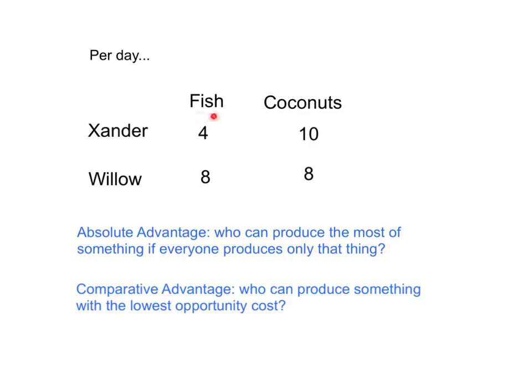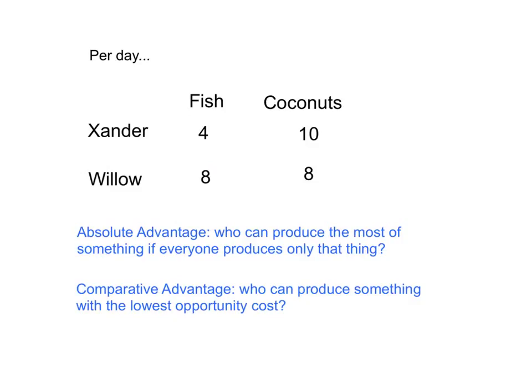He could do 2 fish. He could spend half the day fishing and half the day getting coconuts, in which case he'll get 5 of those. Now Willow, on the other hand, if she spends the whole day fishing, she can get 8 fish, and if she spends the whole day getting coconuts, she can get 8 coconuts. Now she can do a mix too. She could spend half the day fishing and get 4 fish, or she could spend half the day getting coconuts and get 4 coconuts.